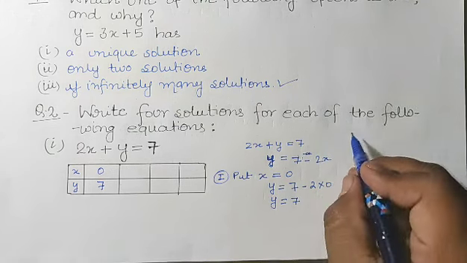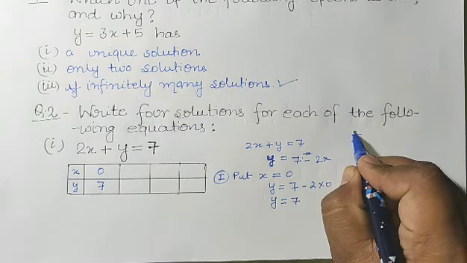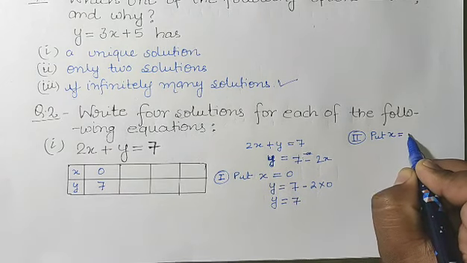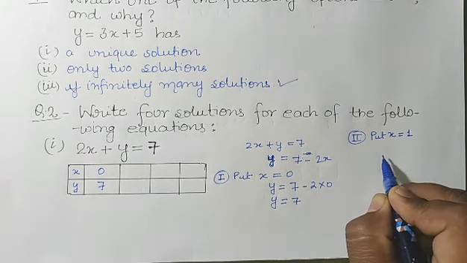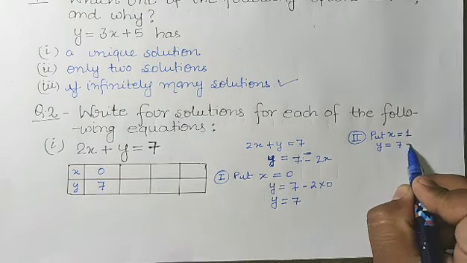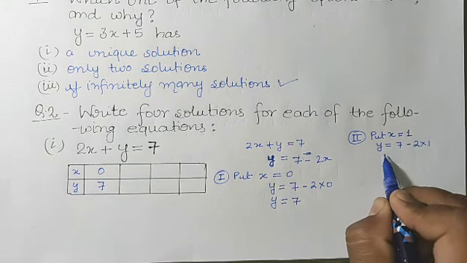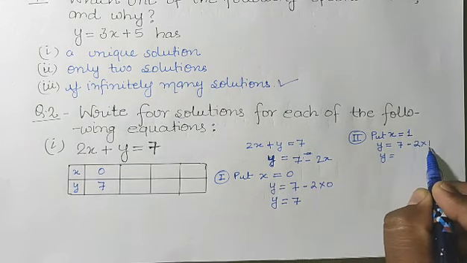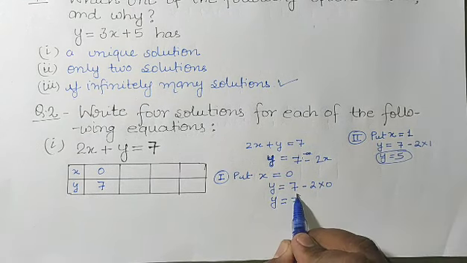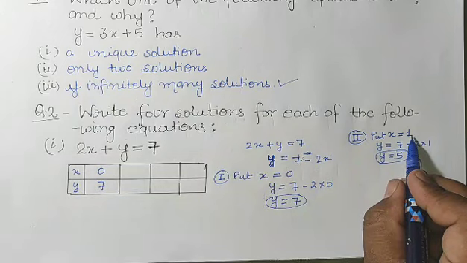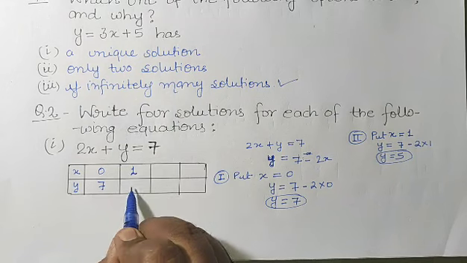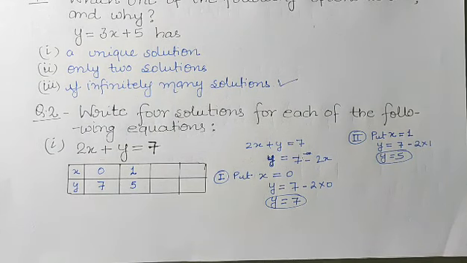Now second, put x is equal to 1. So what will you get, students? y is equal to 7 minus 2 into 1. So y is equal to 7 minus 2 ones are 2. 7 minus 2 is what? 5. So at x is equal to 1, you will get y is equal to 5.